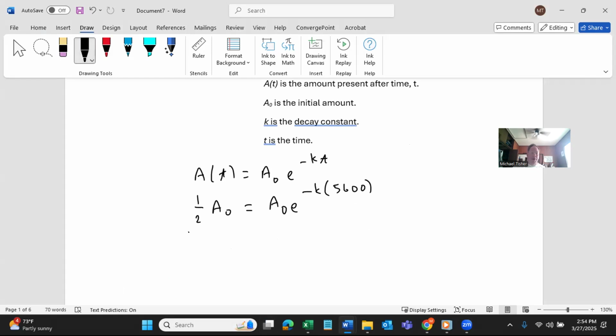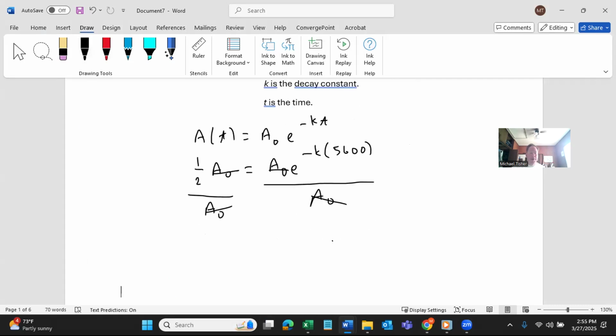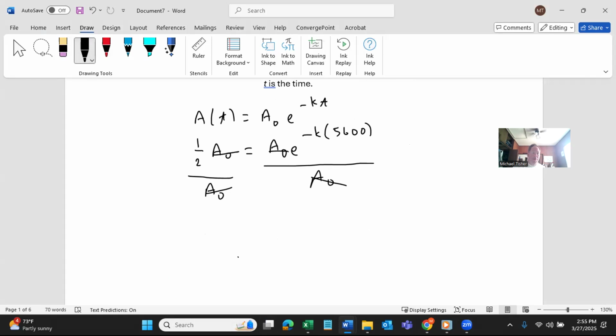Next thing we're going to do is divide both sides by A sub 0. The A sub 0s will cancel out on both sides. And so we're left with 1/2 is equal to e to the negative k times 5,600. Now we normally put the coefficient in front, so let's go ahead and just rewrite it like that.